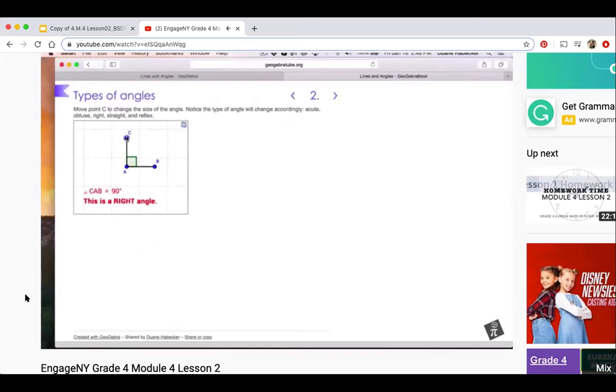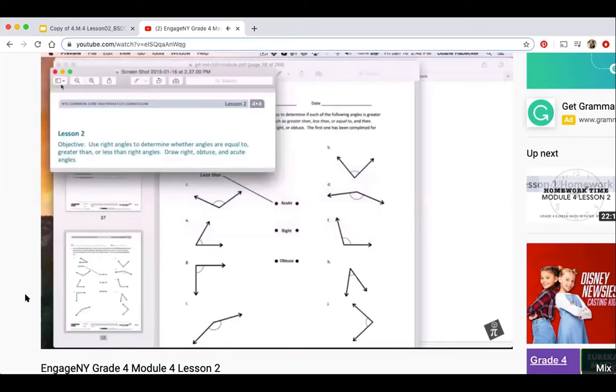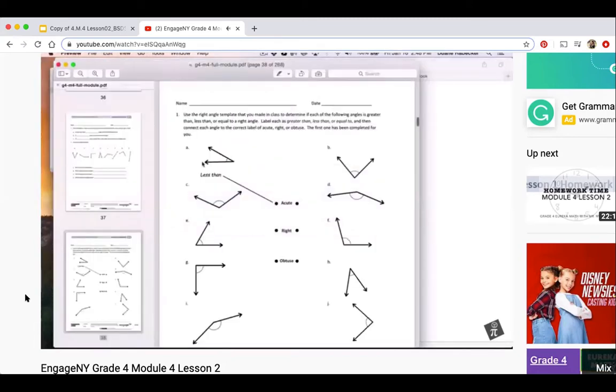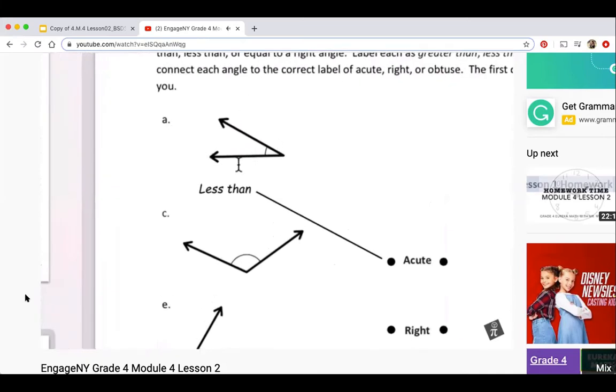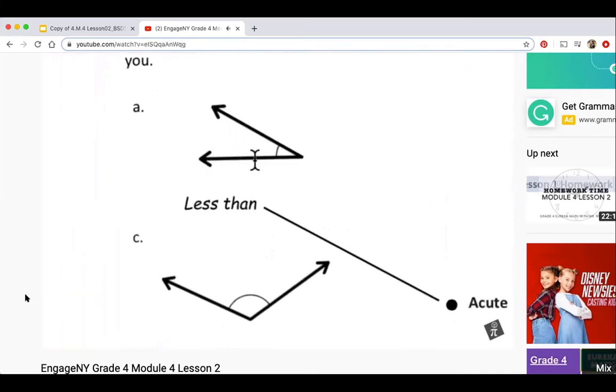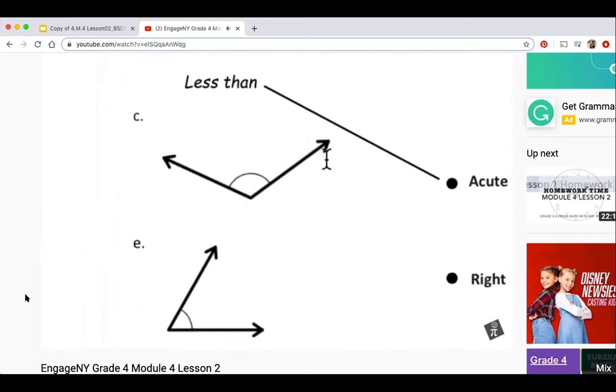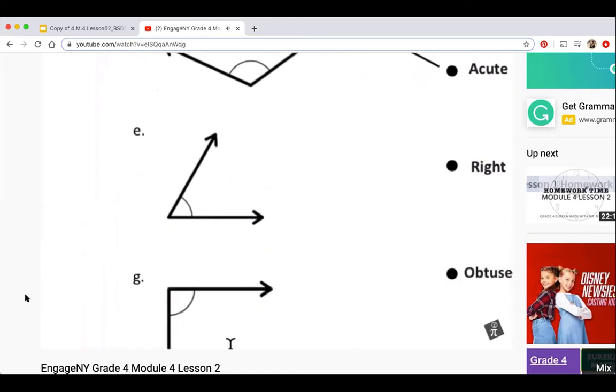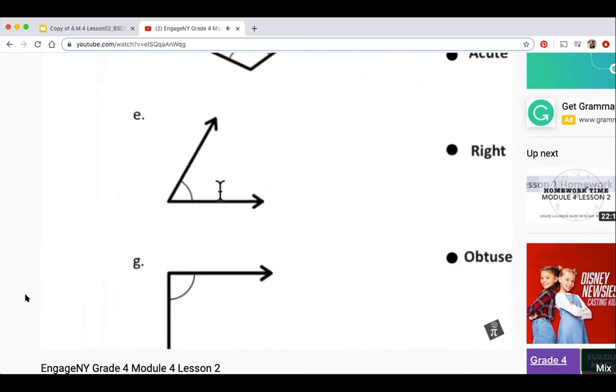So let's put this into some practice here real quick. Let's identify these. This angle, is it acute or obtuse? Well, it's acute, which means it is less than 90 degrees. How about this angle right here? Well, it's obtuse because it is greater than 90 degrees. And then let's do one last one right here, this angle right here. Well, this is acute because it is less than 90 degrees.